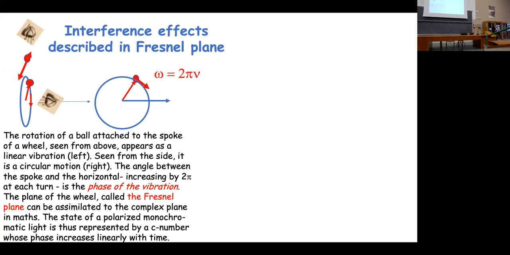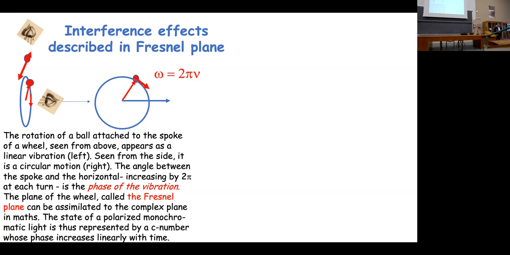Now, if you look at the same wheel from the side, in fact, it's rotating, and the angle which the spoke makes, for example, with the horizontal, is called the phase. And you see that when the tip of this light vibration is making one back and forth motion, the ball makes one turn, and the phase increases by 2 pi radians, by an angle of 2 pi.